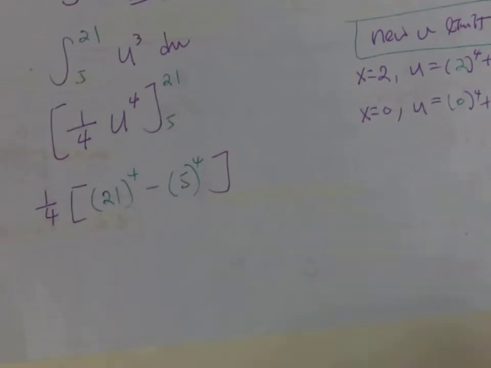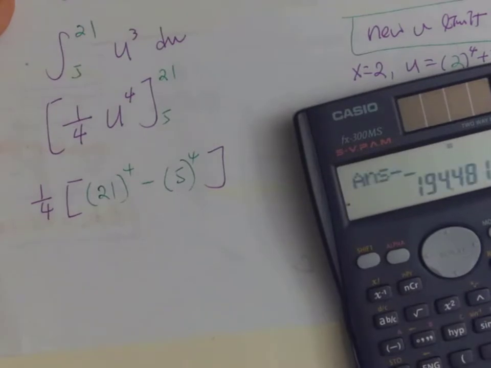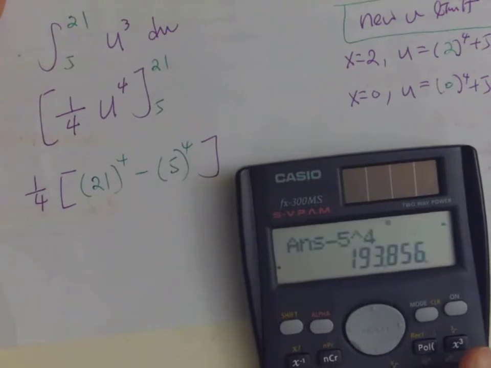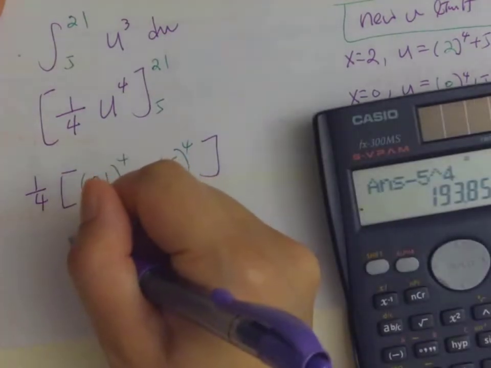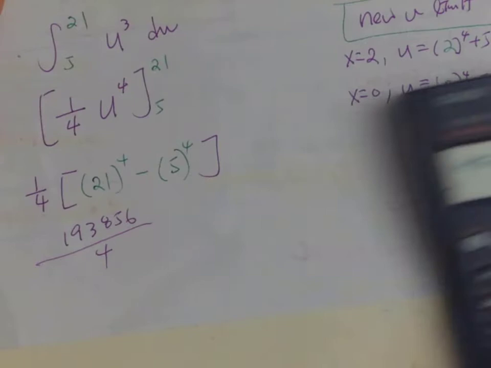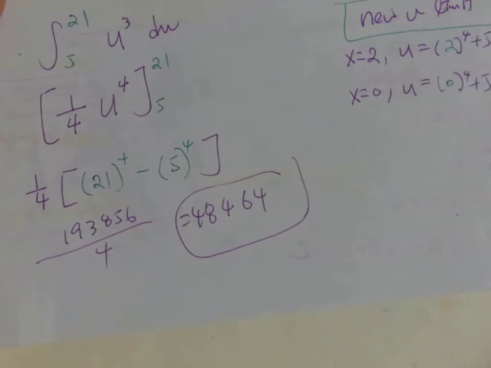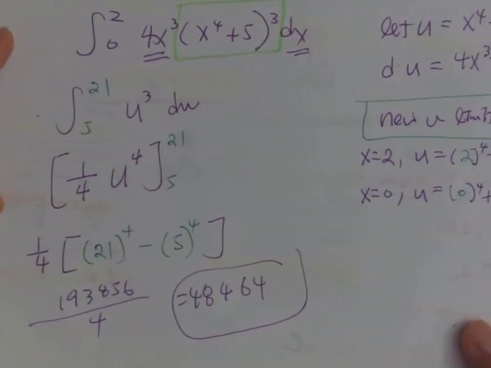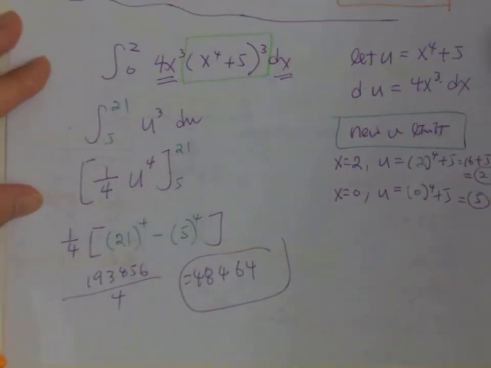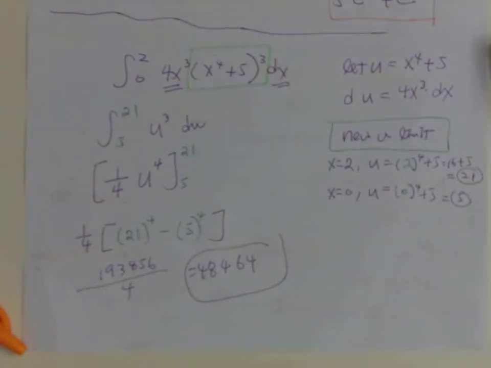So you probably need a calculator for that. 21 raised to the 4th power, subtracting 5 raised to the 4th power is going to be a really big number, divided by 4, right? 193,856 divided by 4 is going to be 48,464. So this is another definite integral question, but this one we have to do substitution because this is a function raised to the 3rd power. Okay, so that's another example.